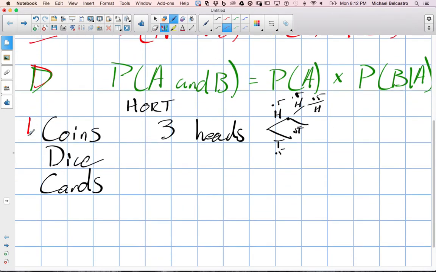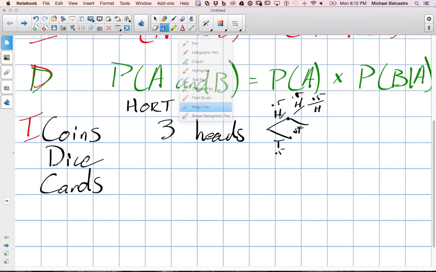That's right. It's independent because it doesn't matter what happened the flip before. You still have the exact same probability moving forward when you flip the coin. Whether it's the same coin or a different coin, it doesn't really matter. The probability stays the same.